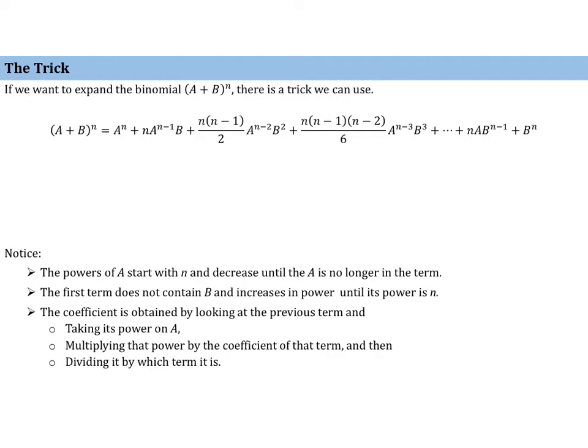So to find it, we look at the previous term. So we will look at the coefficient of the previous term, and we will look at the power of a on that term. Now we will multiply those two quantities together, and then notice this is the third term. So first term, second term, third term. So we will take and multiply those two together, and then divide by which term it is. And that will give you the coefficient of the subsequent term.